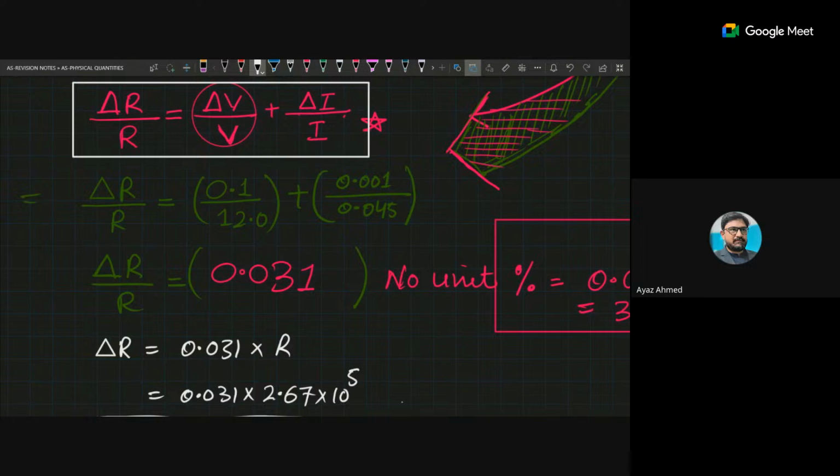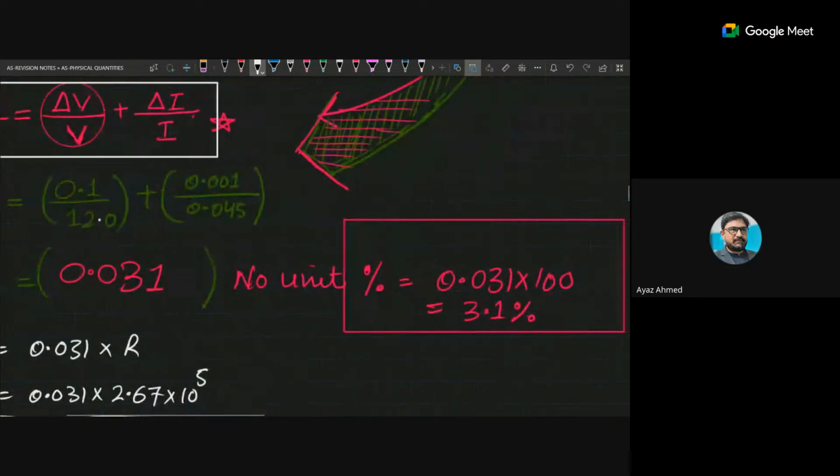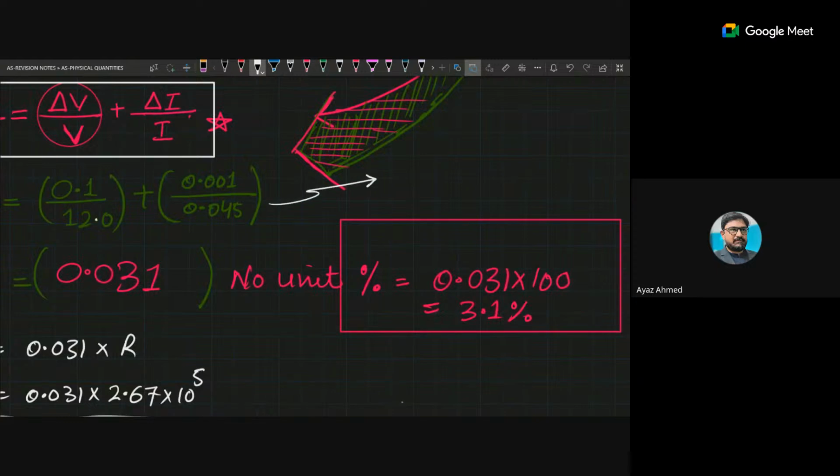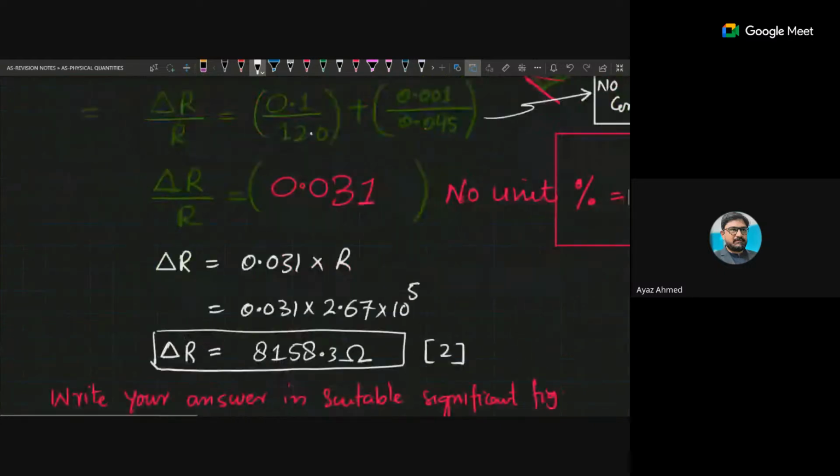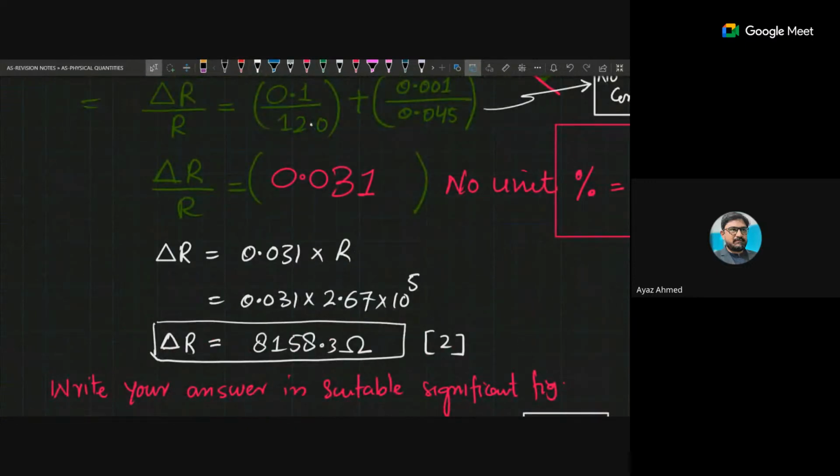So delta R by R is equal to delta V was 0.1 and V was 12. Similarly, delta I was 0.001 and I was 0.045. Here is another trick for you: no need of conversion at all. If you are converting, there is no need, because the numerator and denominator will cancel each other out. So you get 0.031 for delta R by R.